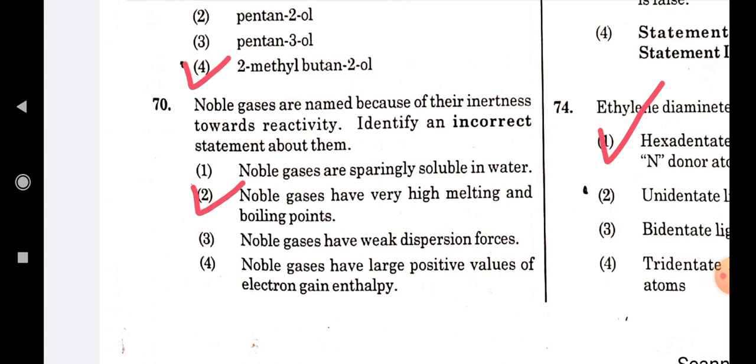Now the option number 2, noble gases have very high melting and boiling points. No, it isn't correct, because in noble gases the intermolecular forces of attraction are only van der Waals forces of attraction, so they are weak enough, and that is why they can never have high melting and boiling points. So it is an incorrect statement. Now the rest two statements are also correct, because of the weak dispersion force, yes, for option number 3, and for option number 4, positive value of electron gain enthalpy, yes, it is also true. So the incorrect statement will be option number 2.